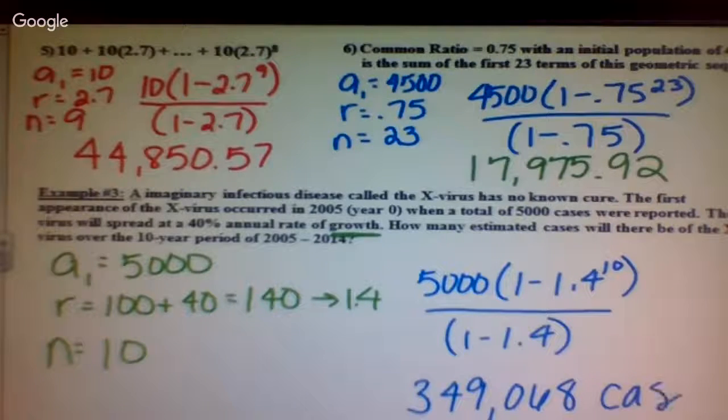31.3. Okay, remember though, we're talking about people. You can't have points something of a person. So there are approximately 349,068 cases of the virus right now. Is it deadly? It says it has no known cure.